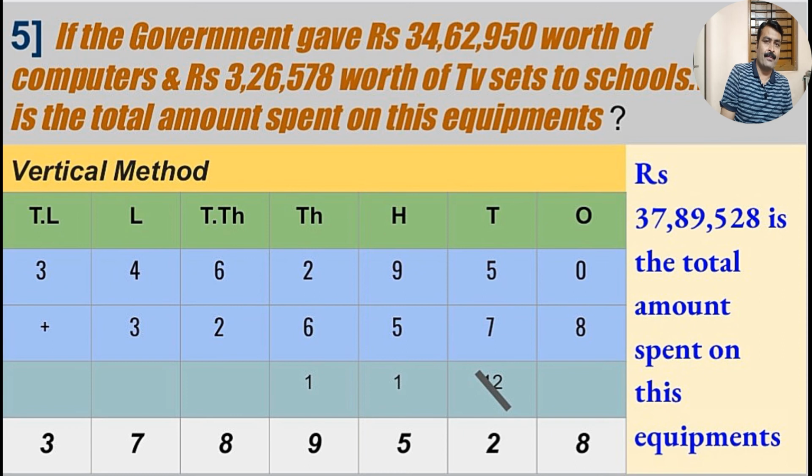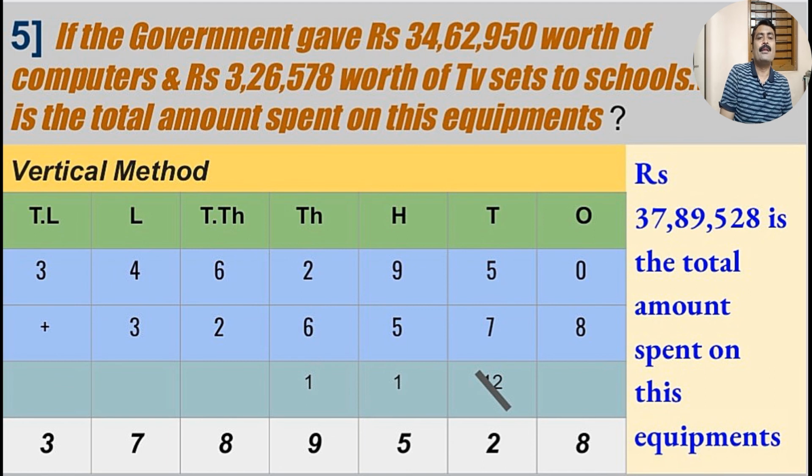So we arrange the first number there, 34,62,950. We arrange 0 into the ones column, 5 into tens, 9 into hundreds, 2 into thousands, 6 into ten thousands, 4 into lakhs, and 3 we arrange into the ten lakh column.